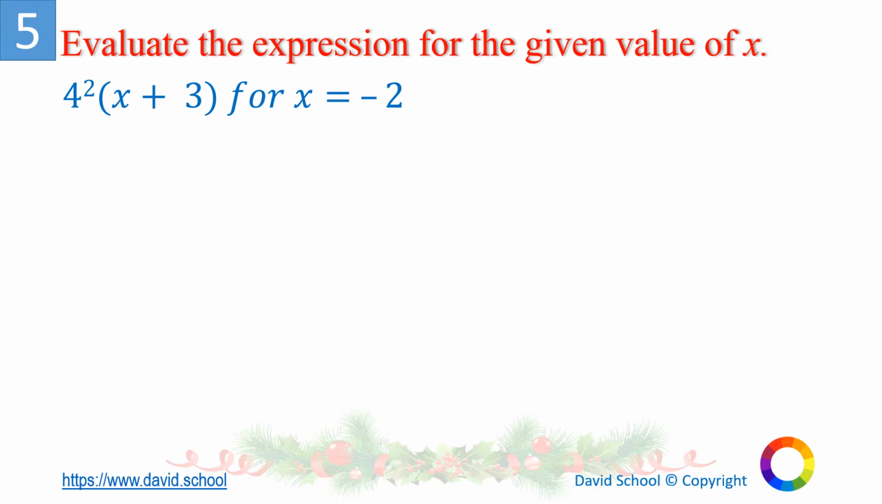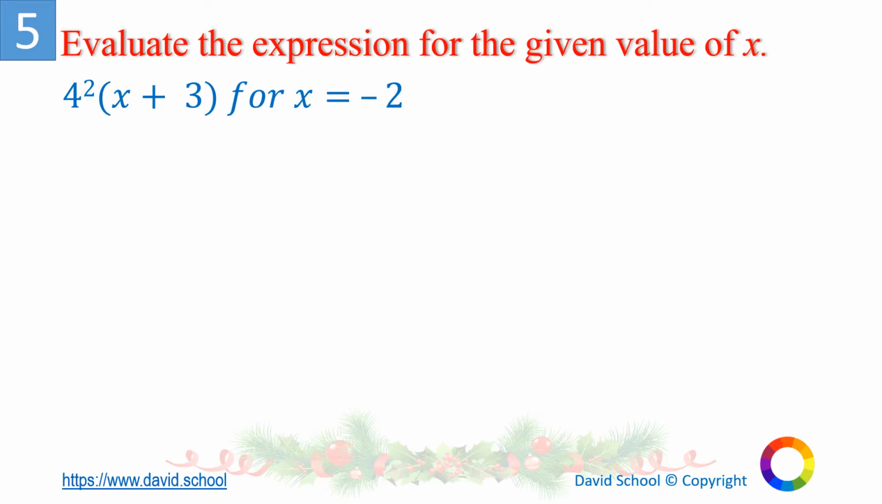4 squared times x plus 3 for x is negative 2. This is not a numerical expression. This is an algebraic expression because there is a variable x. That's why the question says, evaluate the expression for the given value of x. If you substitute x is negative 2 for x, then it will become a numerical expression.